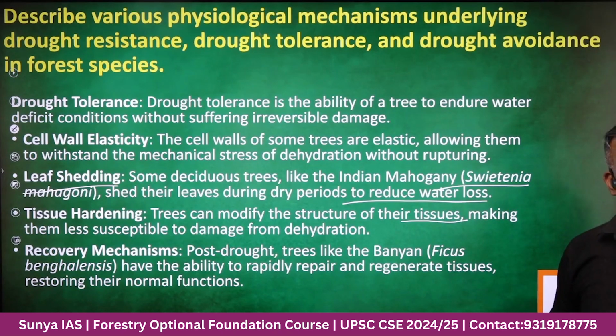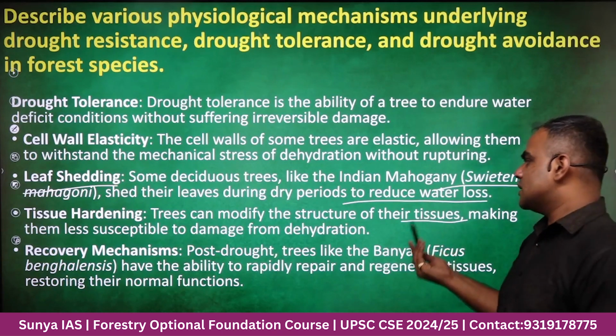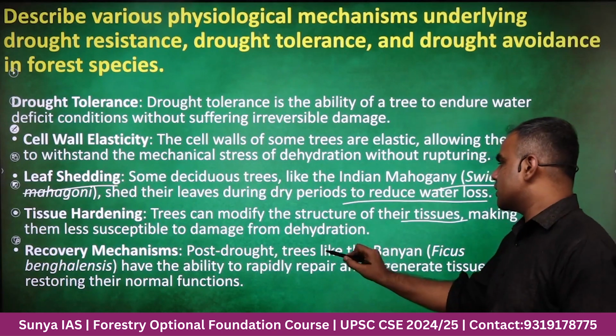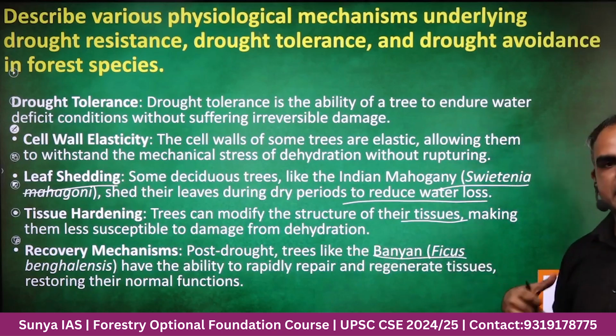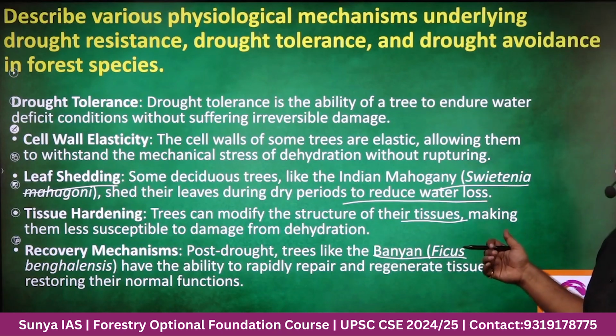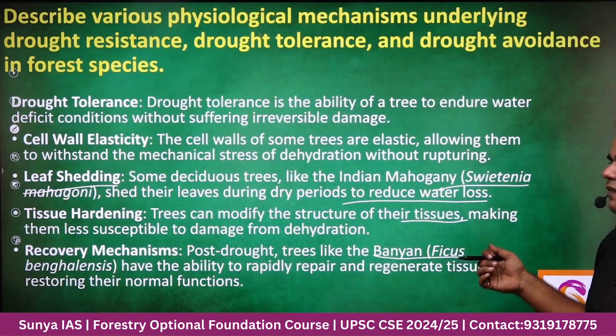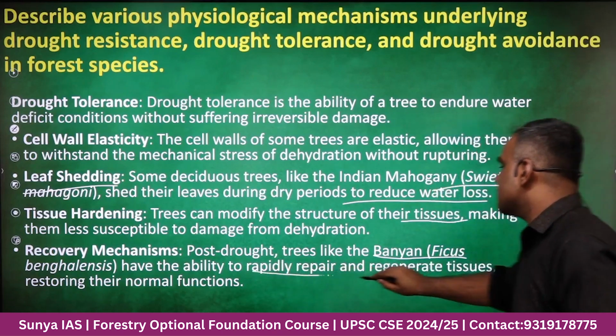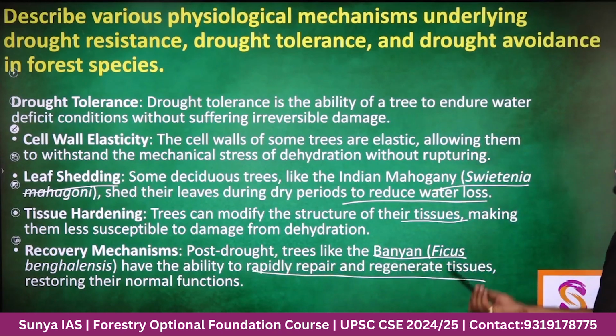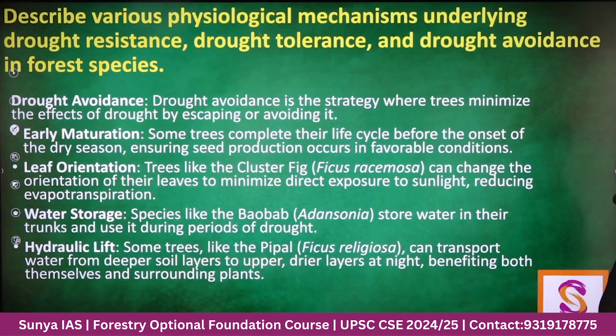You can have some recovery mechanisms, let's say post drought. So you have the banyan tree, Ficus benghalensis. It has an ability to repair itself. Now this can also help. It is able to repair and regenerate the tissues. So this can also happen.